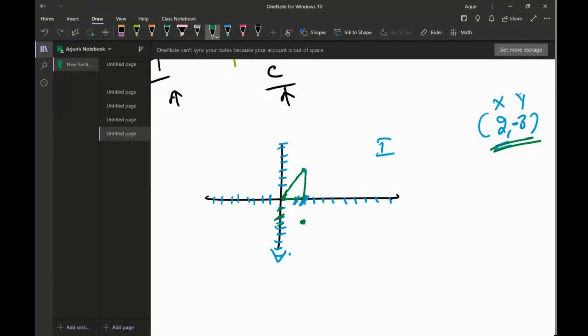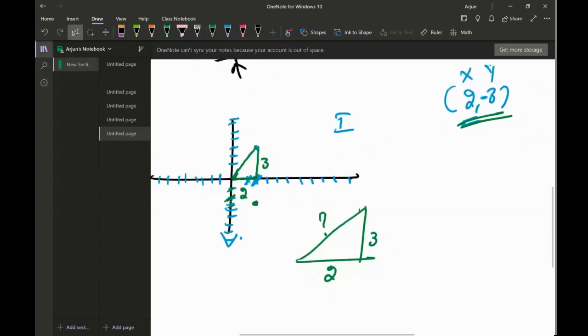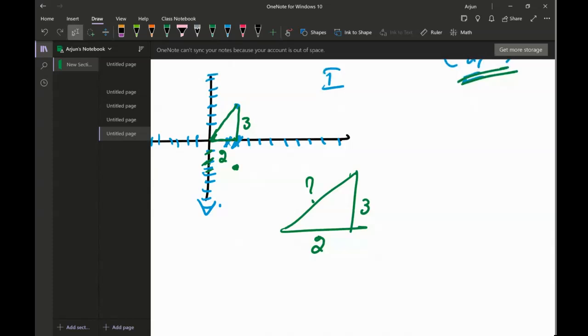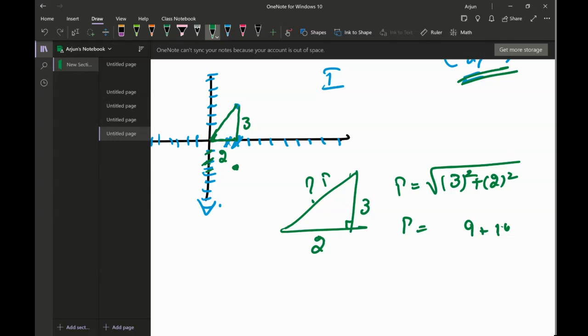So in this right angle triangle, the 2 is to the right and 3 is on the vertical axis. So this is how it's going to look. This is 2, this is 3, and I have to find this value. How can I find out this value? By applying the Pythagoras theorem, that is 3 square plus 2 square, and then square root of that value. I'm going to call it r. So this r value will come out to be square root of 9 plus 4, which is square root of 13. So this value will become square root of 13.